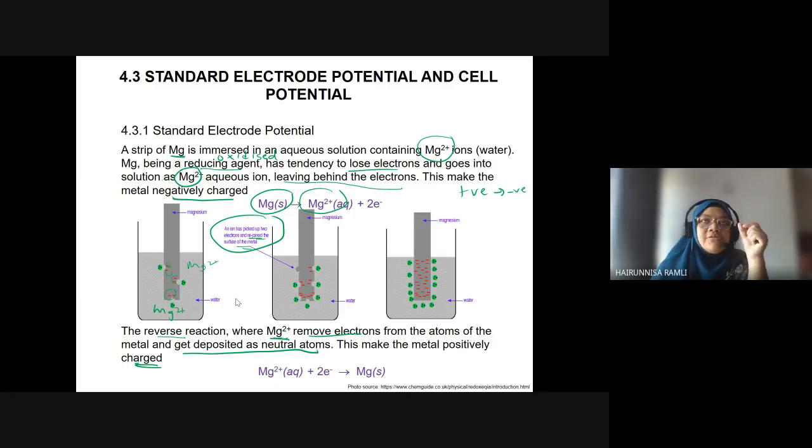While Mg2+ tu kalau dia cathode, kenapa dia positif? Because dia terima balik, dia ambil negatif tu, dia masuk kat dalam tu. So this make the metal positively charged sebab Mg2+ tu masuk. Actually this sebenarnya explain kenapa galvanic cell tu anode dia negatif kan, electrode dia yang kat cathode tu positif. Sebenarnya based on this one lah.